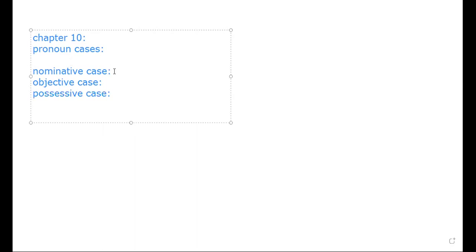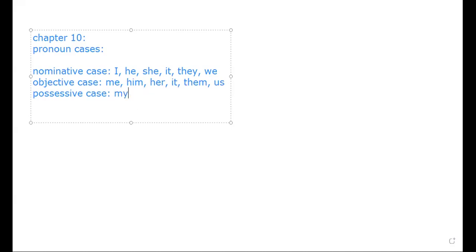The nominative case includes the following pronouns: I, he, she, it, they, we. This is how we refer to ourselves in the nominative case. Objective case pronouns: I would be me, he would be him, she would be her, it stays the same, them, and us.